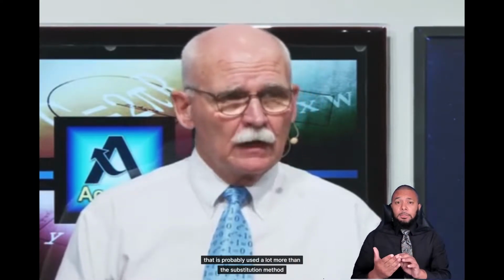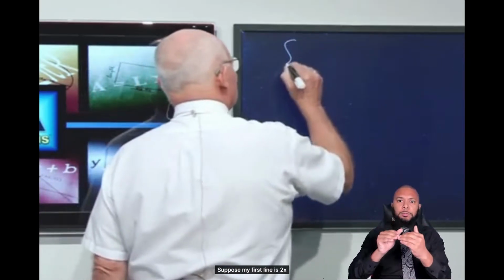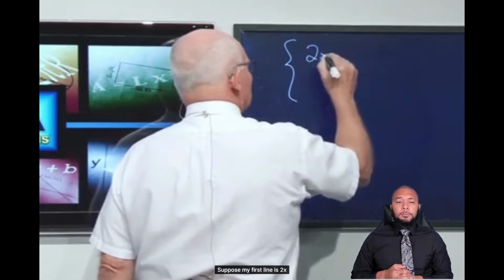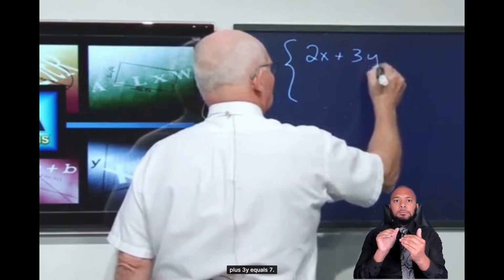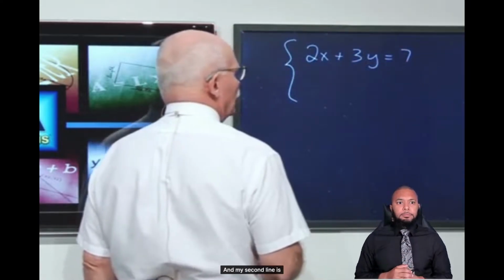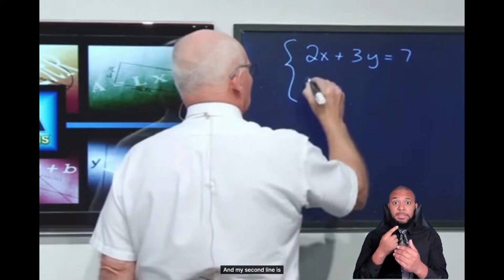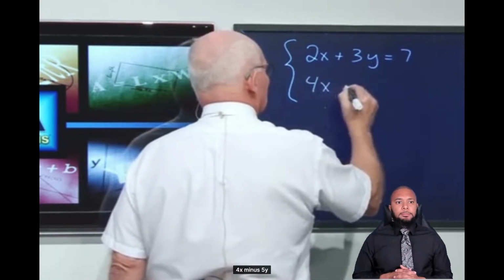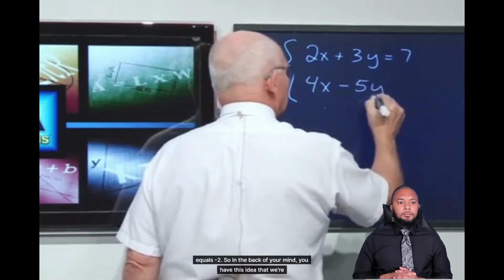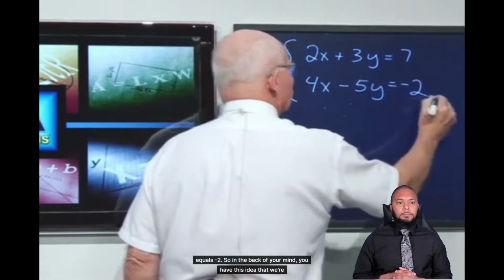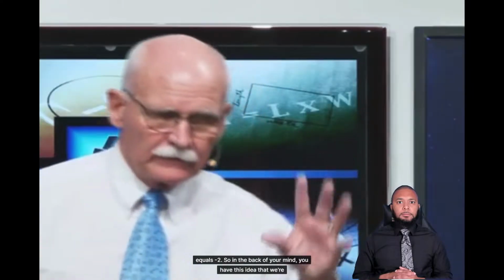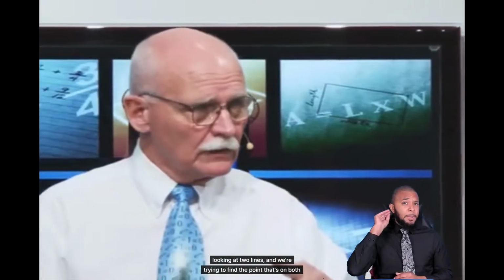Okay, I'd like to show you a different method that is probably used a lot more than the substitution method for solving a system of equations. Suppose my first line is 2x plus 3y equals 7, and my second line is 4x minus 5y equals negative 2. So in the back of your mind, you have this idea that we're looking at two lines and we're trying to find the point that's on both of them.